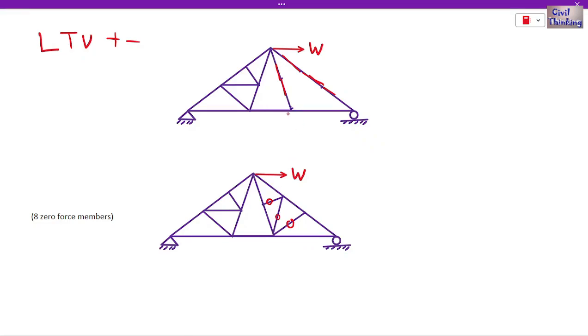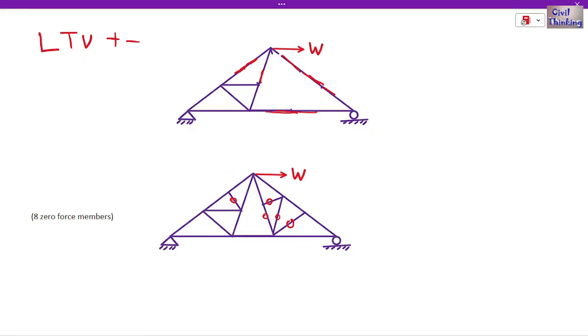Now look at this. This is again the T. This is one, another one, they are collinear, and we have no load here. So this is a zero force member, right? So this is also a zero force member. Now let's see this. This is collinear. This is collinear, right? And you have no external load or support. So this is a zero force member.